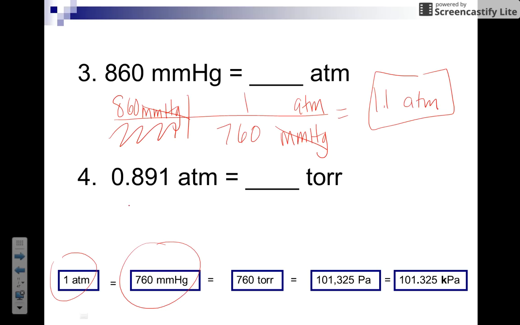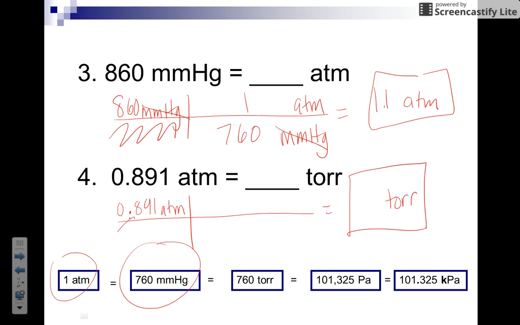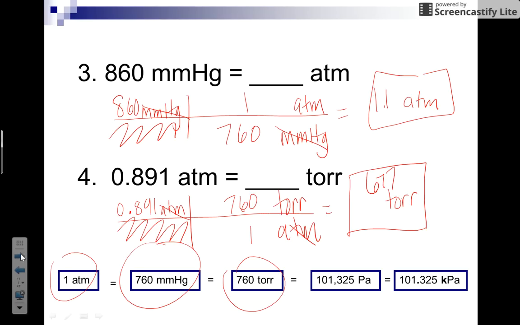All right, number 4, 0.891 atmospheres. We want to go to torr. Okay, hope you're getting the hang of these. These are pretty simple to do. They're all one step. We need atmospheres on bottom, and we need torr on top. So we have 760 torr, and we need atmospheres, so we have 1 beside atmospheres. So we're multiplying here. 760 times 0.891. And that's going to give you, to 3 sig figs, 677 torr. How'd y'all do on those?